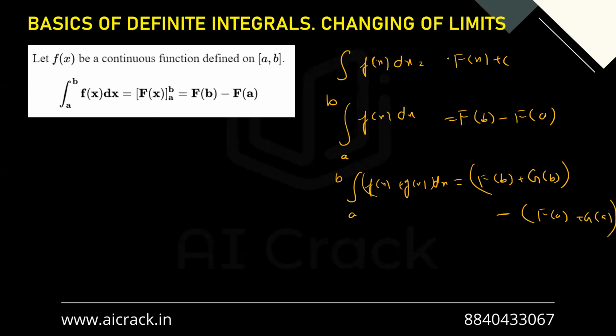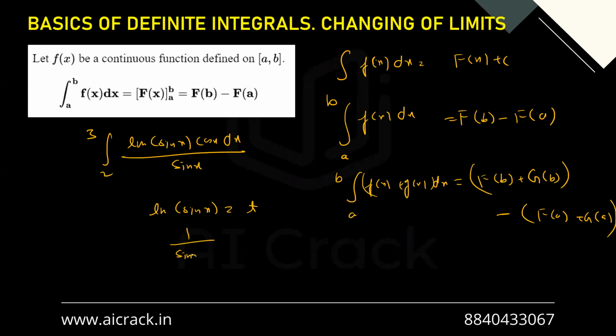Now coming to the changing of limits, in definite integration you will be doing a lot of substitutions and all these things, so basically your limits would change. Let's say, for example, we have the integral from 2 to 3 of ln(sin x) and cos x dx divided by sin x. So the obvious substitution over here would be to take ln(sin x) equals t, right? We'll get 1 by sin x multiplied by cos x dx equals dt. So eventually our integral would become t dt, right? But what about the limits?